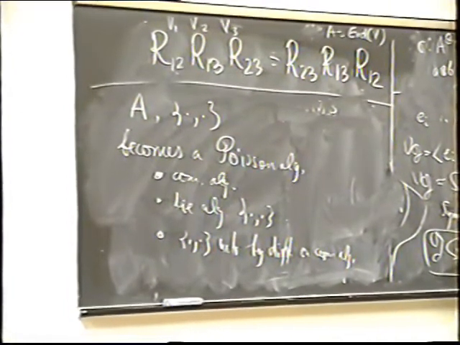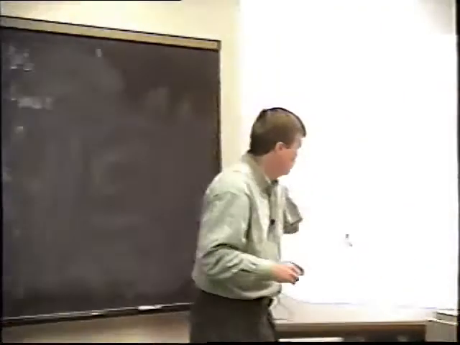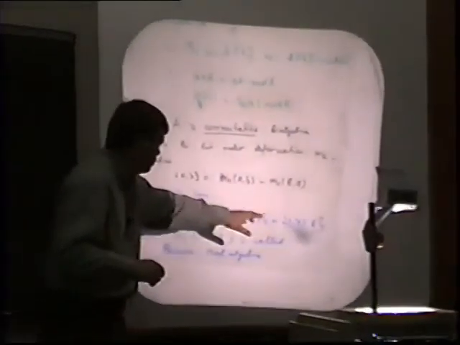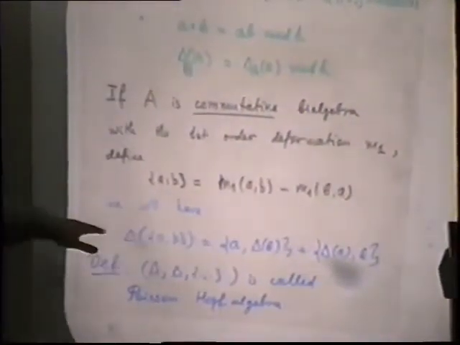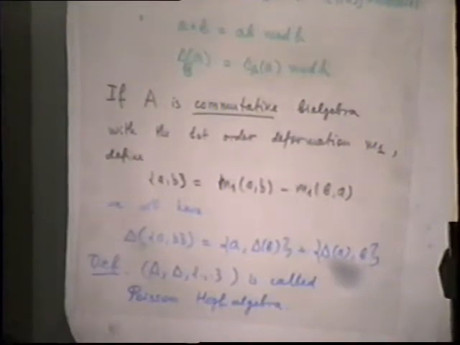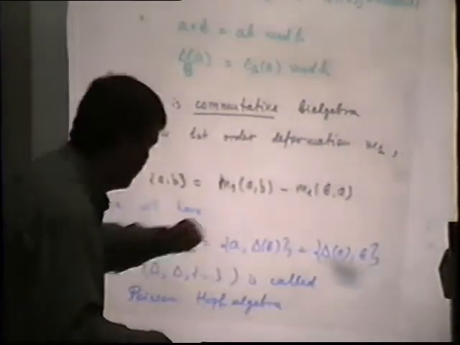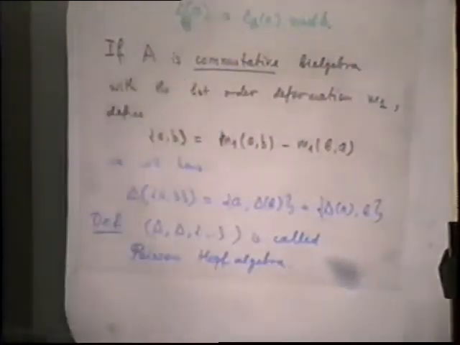Now, if you also have a coalgebra structure, then the first order deformation will mean that this identity should hold. This is just the first order term in the compatibility, not in the co-associativity. So delta must be a homomorphism of algebras, and the fact that it's a homomorphism of algebras after first order deformation means that this equation holds. And essentially what I wrote here is the definition of the so-called Poisson-Hopf algebra.